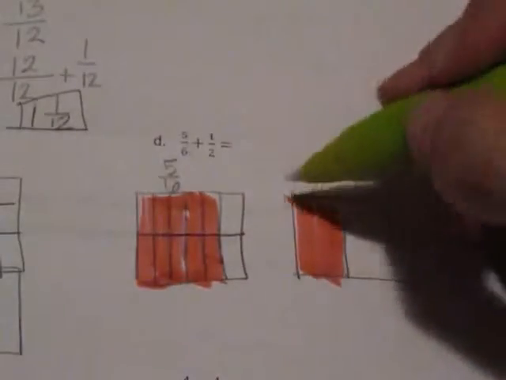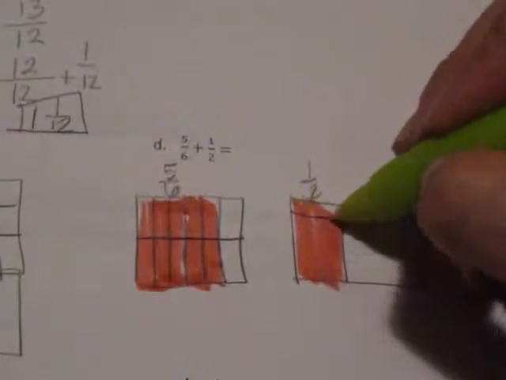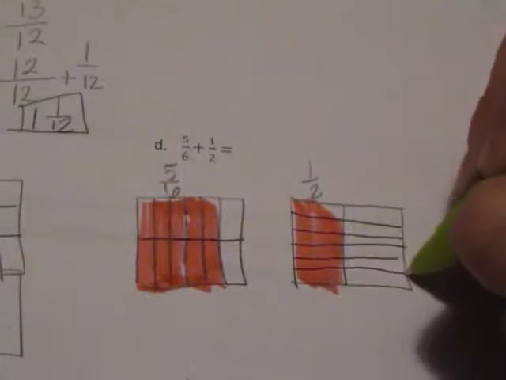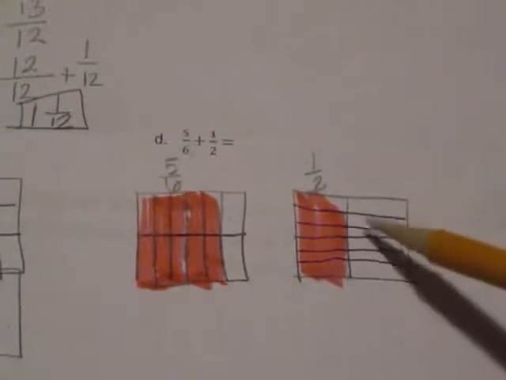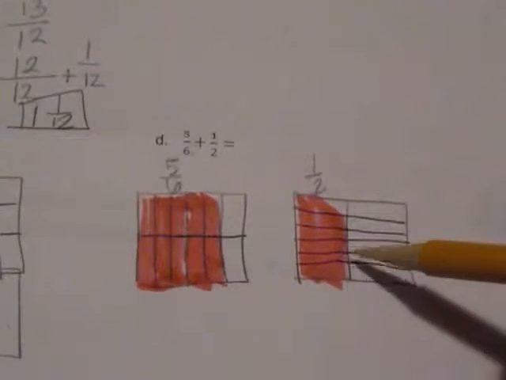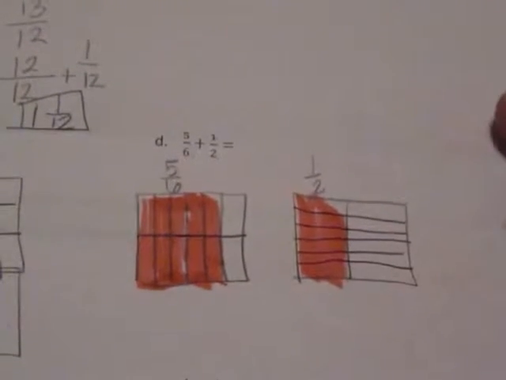And I'm going to break this one up into 6 pieces. 1, 2, 3, 4, 5, 6. You're going to notice that I still made my lines going the same way. It doesn't matter, just as long as you know how to break them up into different pieces.